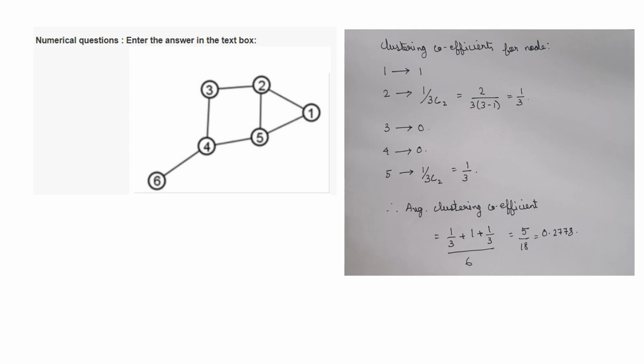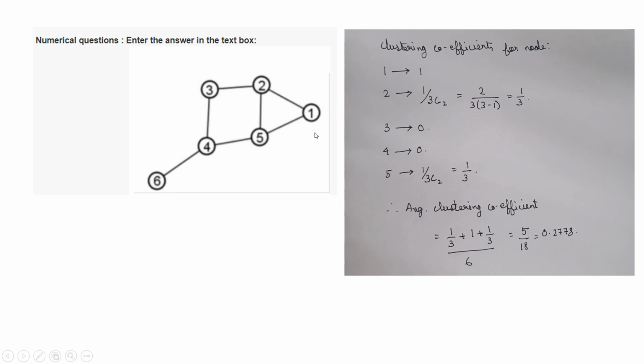So basically, you calculate the clustering coefficient for each node. So for node 1, you see it's connected to 2 and 5 and it is forming a triangle. So basically, this is 1. The clustering coefficient for node 1 will be 1. For node 2, you see there are 3 connections and one of them has a clique. So it's basically 1 by 3C2. It comes out to 2 by 3 into 3 minus 1.